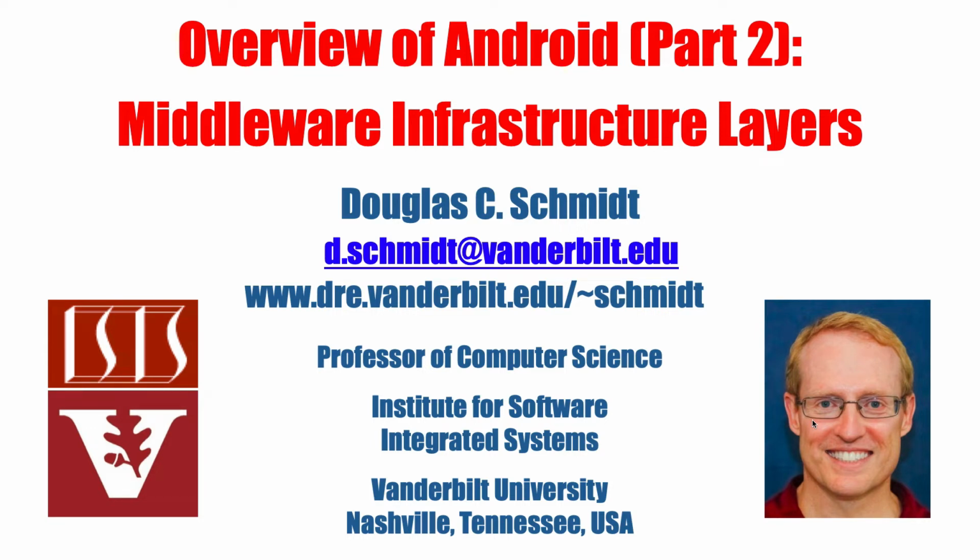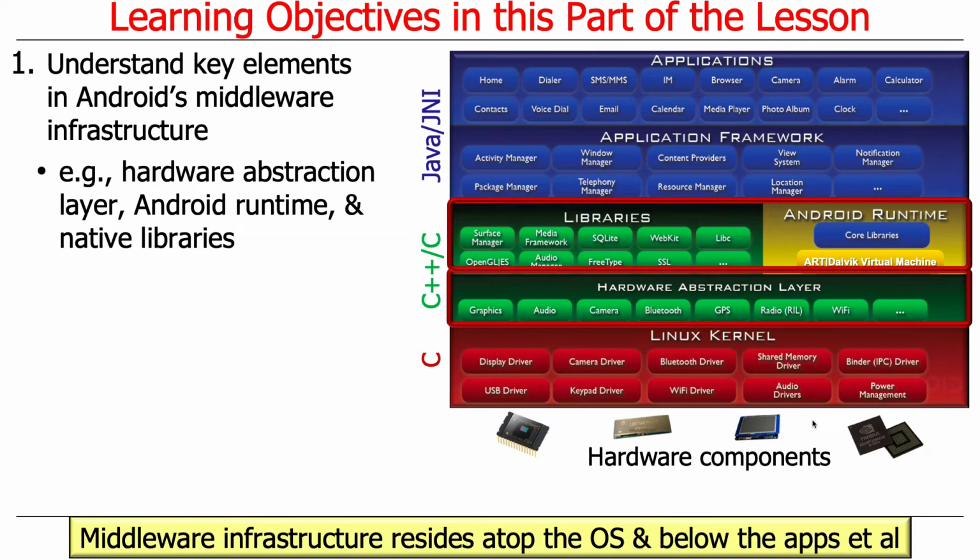Okay, so continuing on with our discussion of Android, what we're going to talk about now are the so-called middleware infrastructure layers. And there's actually multiple layers here. The purposes of Android's middleware infrastructure are to provide a higher level abstraction that shields the upper level services and applications from the lower level details of the operating system and the hardware. So it's all about raising the level of abstraction by which you program.